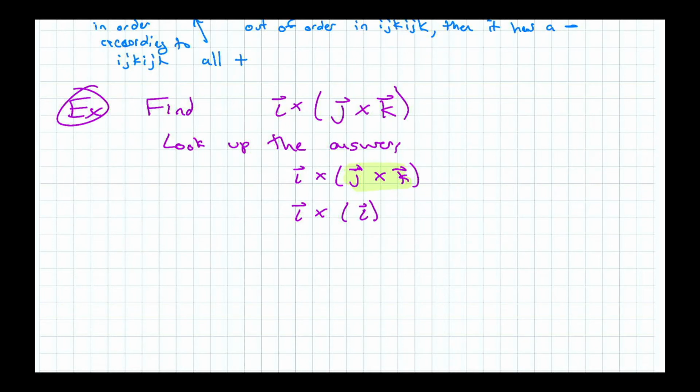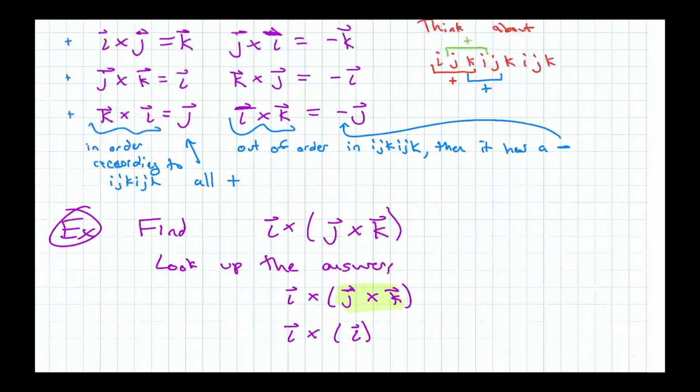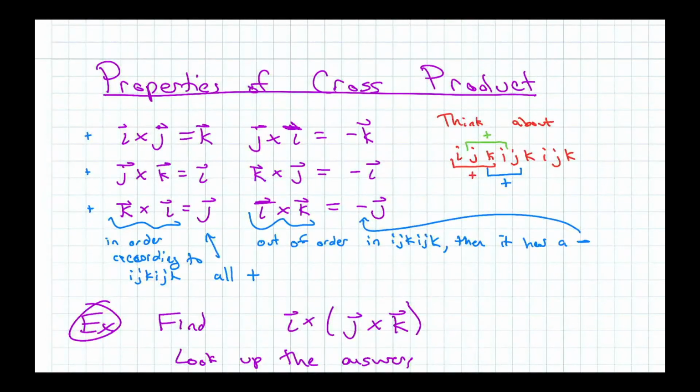What is I cross I? We didn't say what that is, did we? Did they actually give you that? I'm looking at the book, and the book doesn't even tell you this result here. Oh yeah, they did. Okay. So another result that they were supposed to tell you is that I cross I is 0, J cross J is 0, K cross K is 0.